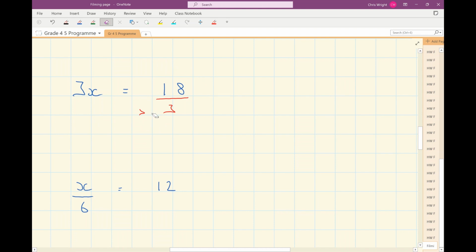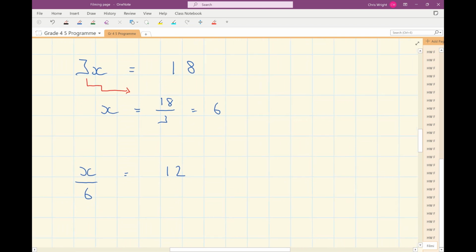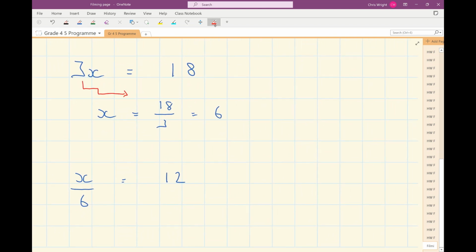So let's do that from the beginning. This 3 is going to escalate down, so we've only got x on the left. And on the right, we're going to have 18 over 3. 18 divided by 3 is 6. Now, if we escalate down the 3, what do you think we're going to do to this 6, which is already on the bottom? Well, the answer is we escalate it up.